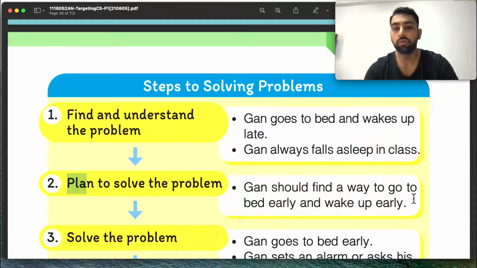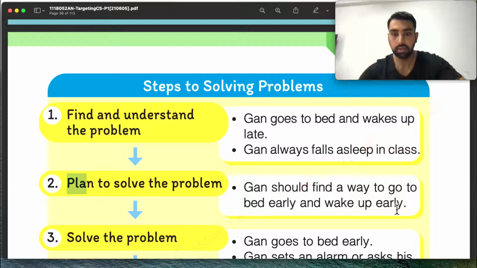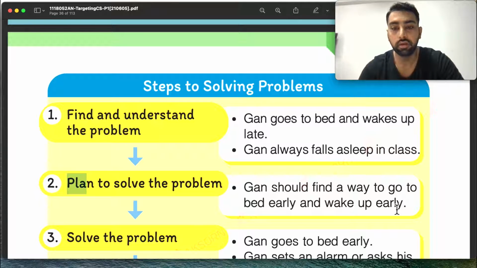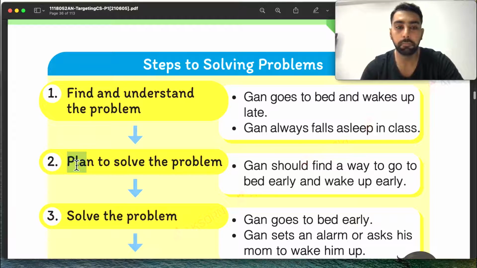Gang should find a way to go to bed early and wake up early, on time. This is the way we are going to solve this problem, and this is what we are going to plan here. Step number 3, we are going to solve the problem.